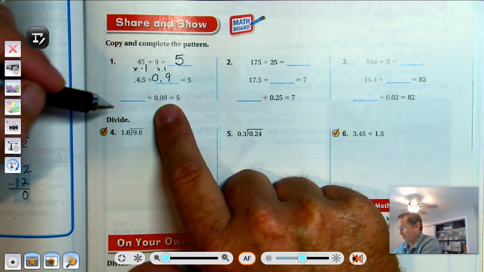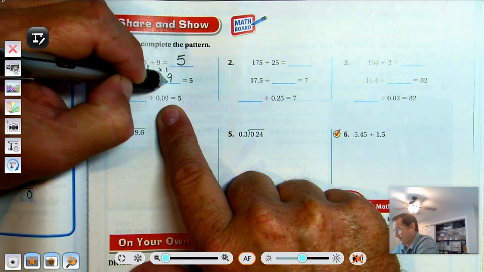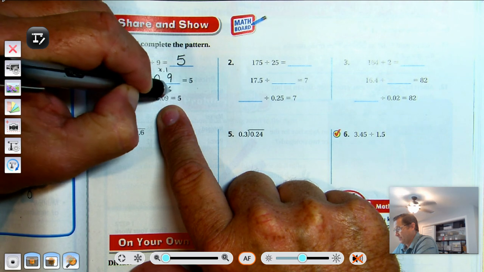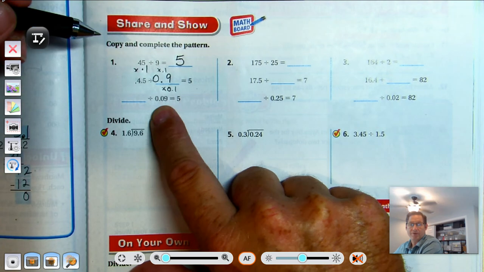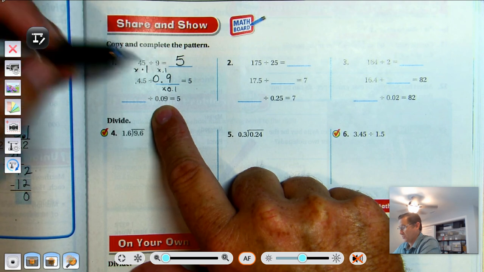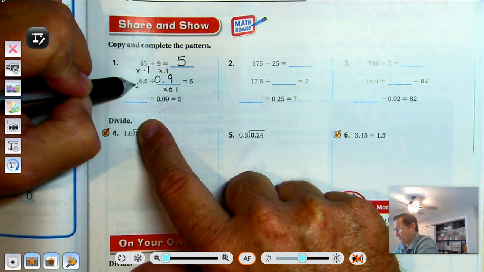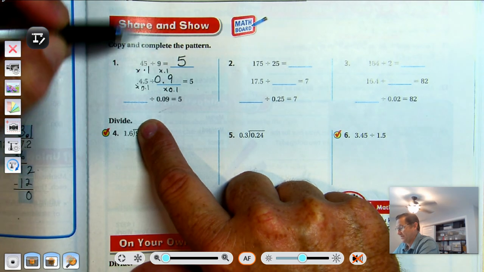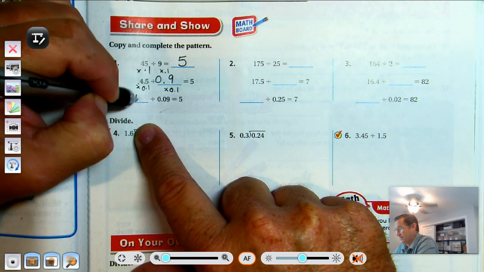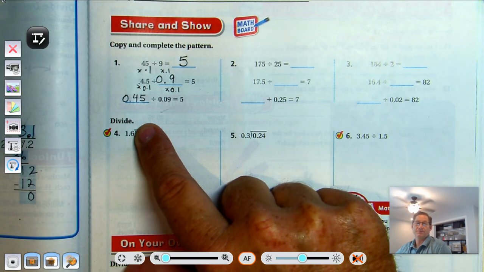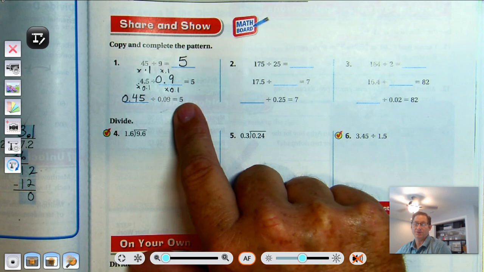So here now, we're again going to multiply 9/10 by 1/10. And now we have 9/100. So we're going to do the same thing to the 4 and 5/10, multiply by 1/10, and we'd wind up with 45/100. Well, 45/100 divided by 9/100 is 5.